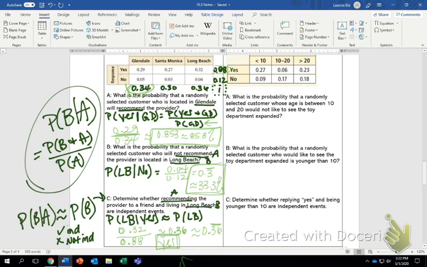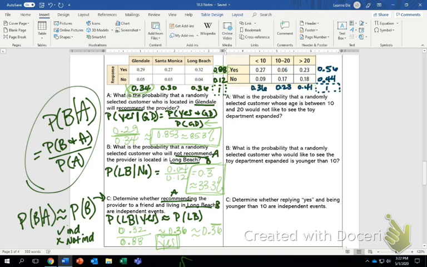It says a store surveys customers of different ages. The survey asks whether they would like to see the store expanded in its toy department, and the results given as joint relative frequencies are shown in the two-way table. So we have our information, and it tells us that our columns are based off of ages in years. So we have those who are less than 10, those who are between 10 and 20, and then those who are greater than 20. All right, so again, I'm just going to add my marginal relative frequencies.